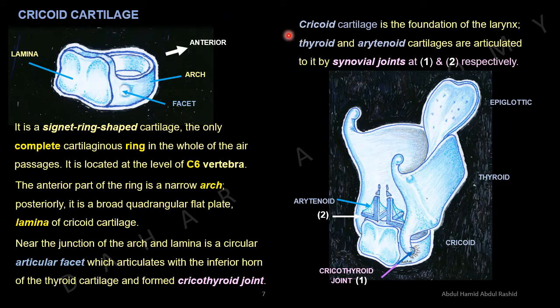The cricoid cartilage is in fact the foundation of the larynx. Both thyroid and arytenoid cartilages are attached to it and form synovial joints. One is the cricothyroid joint here, where the thyroid cartilage is attached to the cricoid cartilage. Another is the cricoarytenoid joint here, where the arytenoid cartilages are attached to the cricoid cartilage. So the cricoid cartilage is in fact the foundation of the larynx.